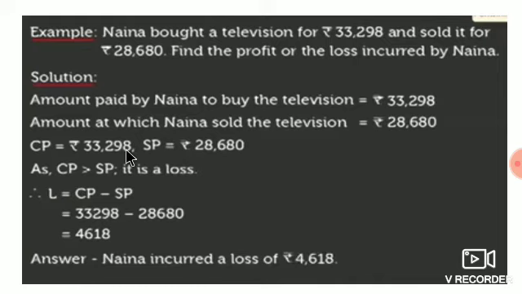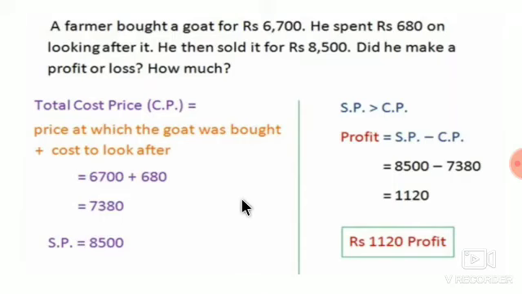Here CP is greater than SP, or in other words SP is smaller than CP. So it is a loss. So use the formula of the loss. Loss is equal to CP minus SP. Put the values in it. Naina incurred a loss of 4,618 rupees.